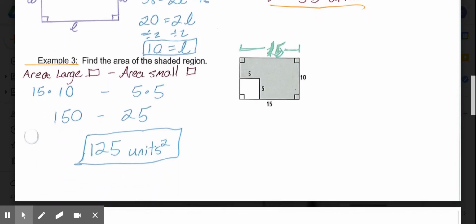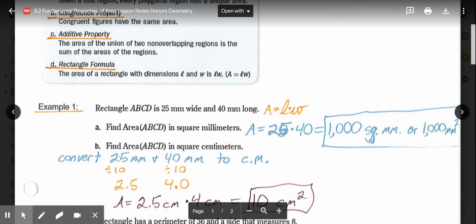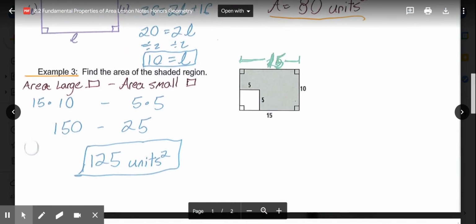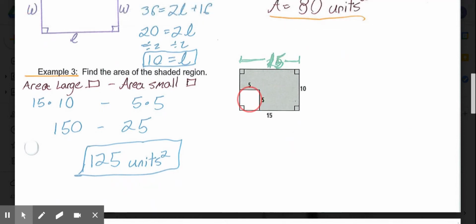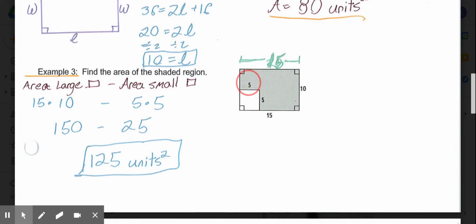Now in example 3, it asks us to find the area of the shaded region. So we're going to look at this additive property and work it backward, because we know the little white square here plus this gray space would add up to be this whole big rectangle. So what we can do is the area of the large rectangle minus the area of the smaller white rectangle to equal the area of our shaded region.